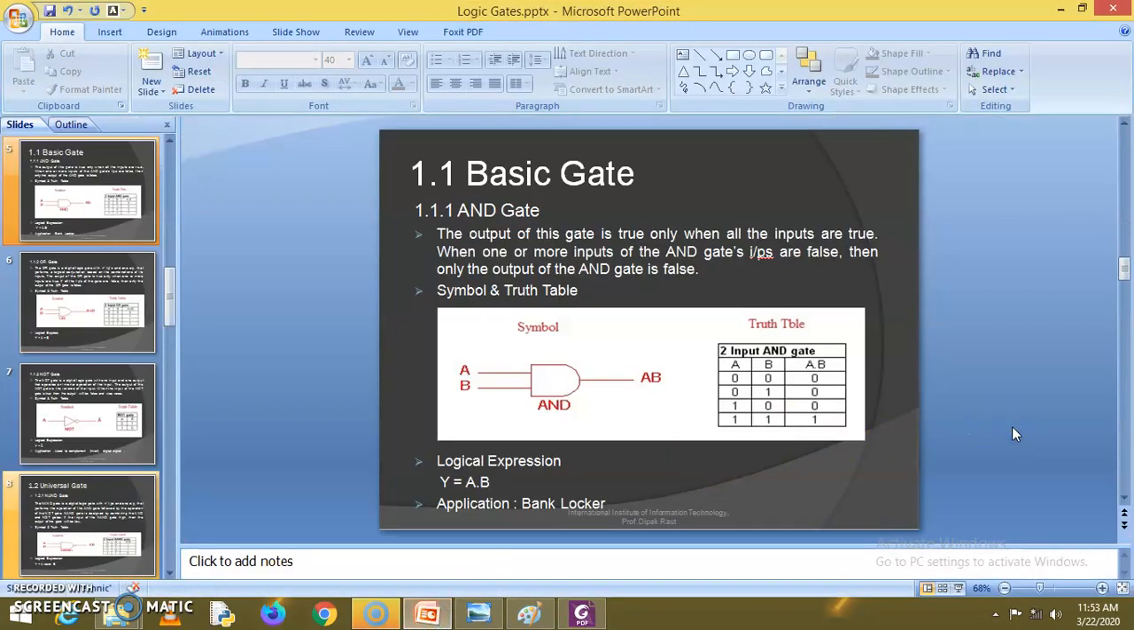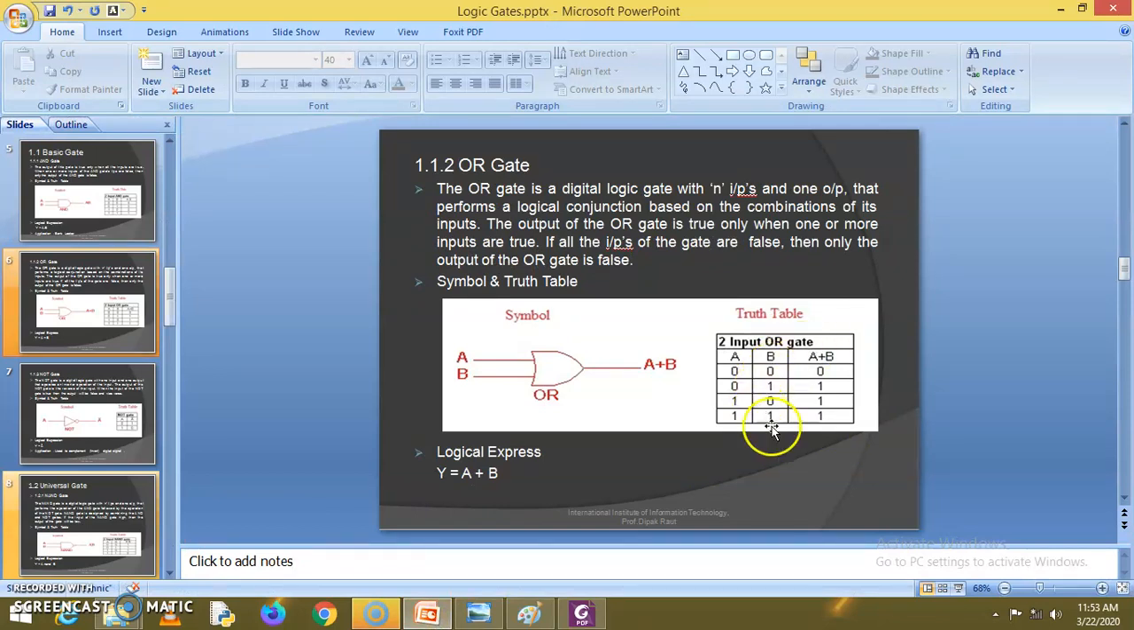So here is the OR gate symbol, and this is the truth table. As per the truth table, you have to apply inputs. So for the first input combination, A is 0, B is 0, output is also 0.